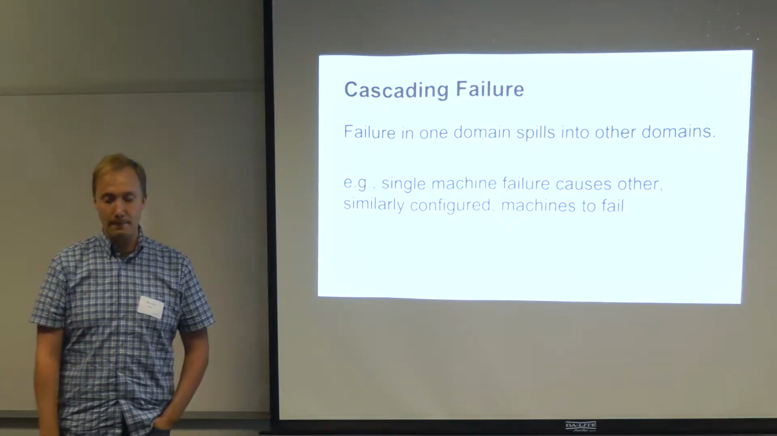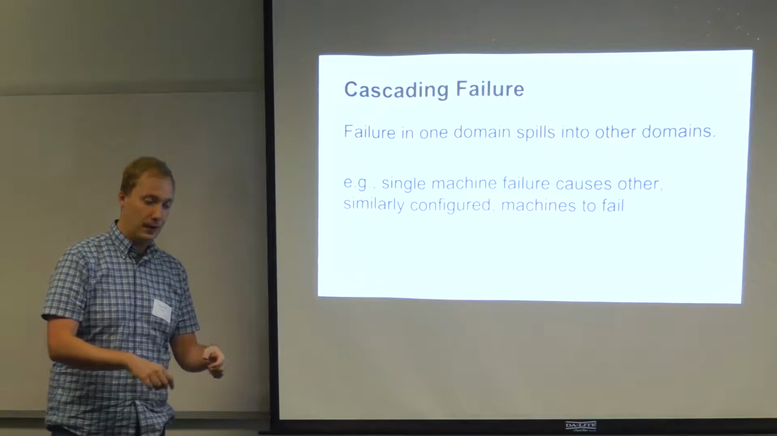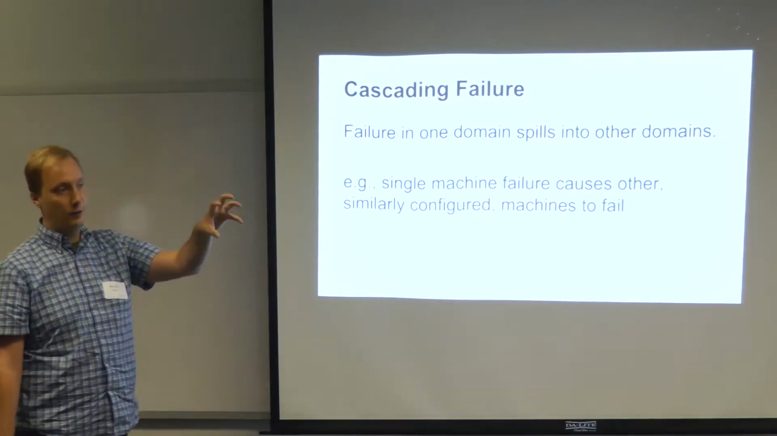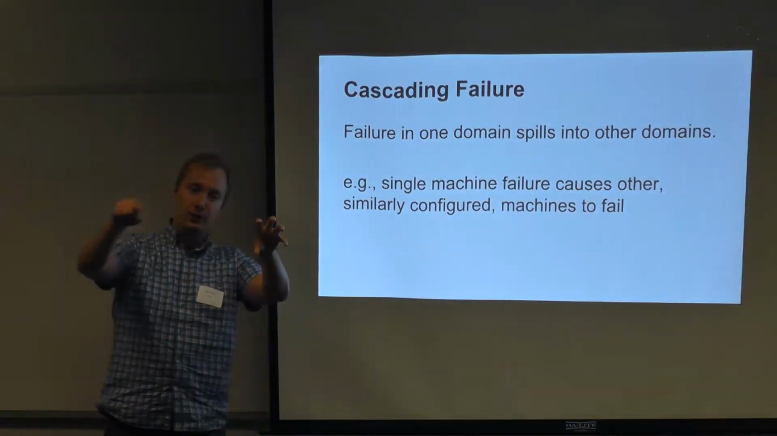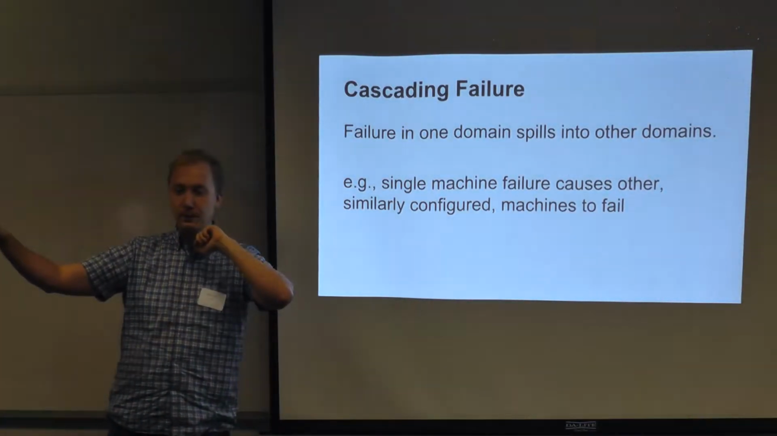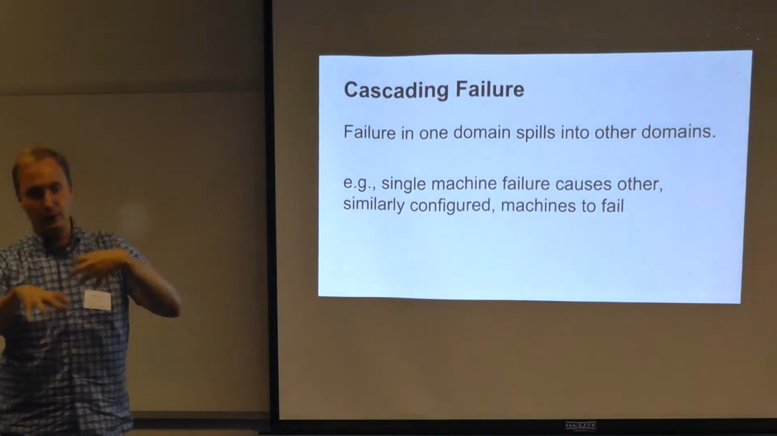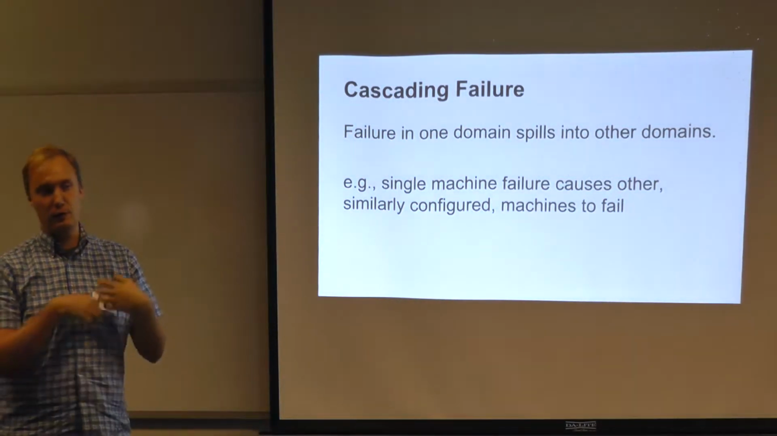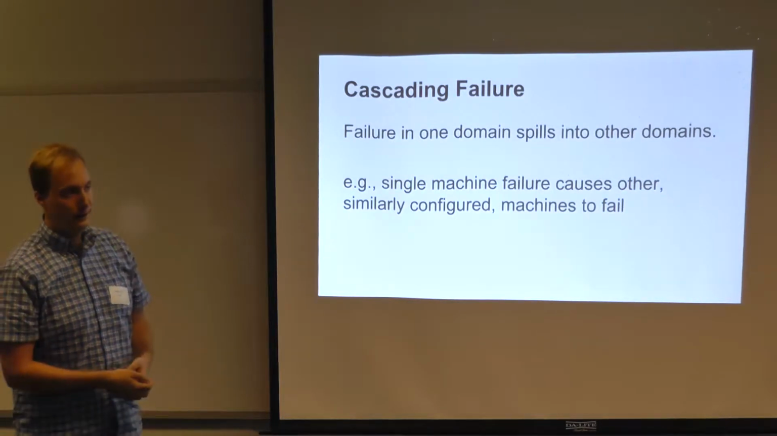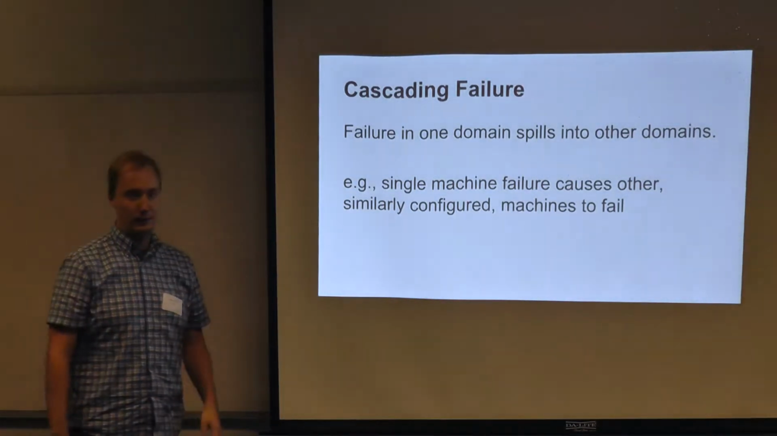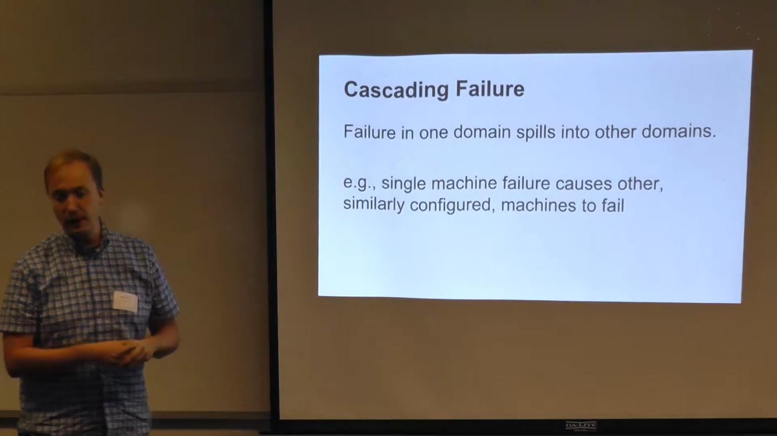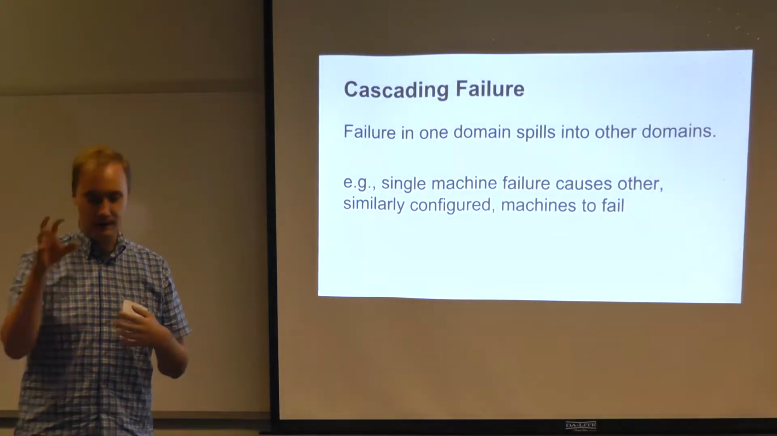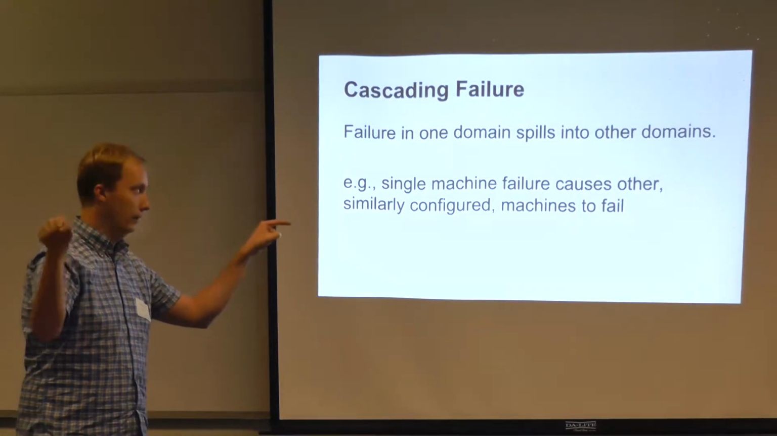Usually these types of failures happen laterally. You have a failure of a single machine that causes other machines that are similarly configured to fail. That's typically what I'm looking at here. I'm not looking at systems that fail because maybe you push a bad configuration file and things start failing because they don't process requests successfully. I'm more talking about systems where you have a domain that fails, then that causes other similar domains to fail.